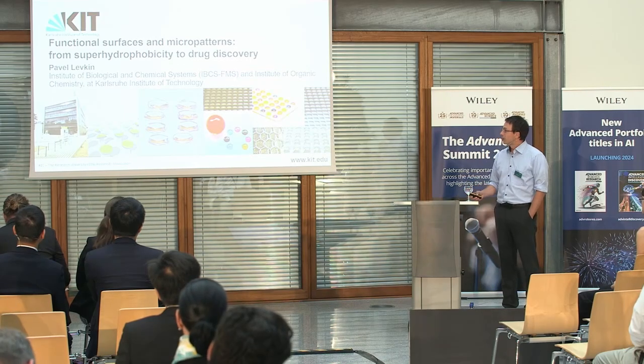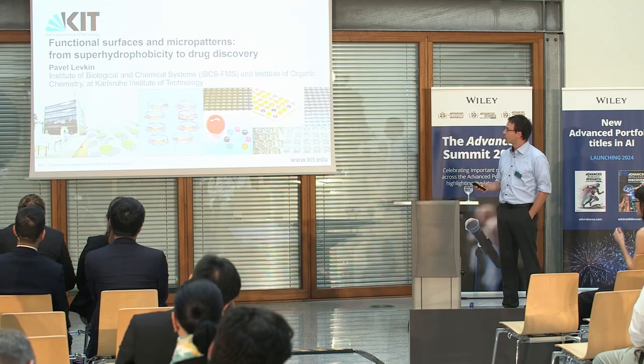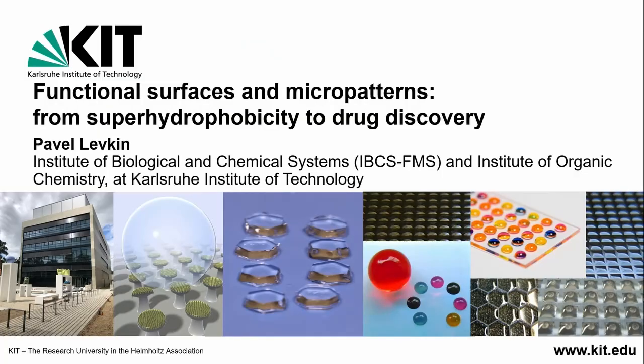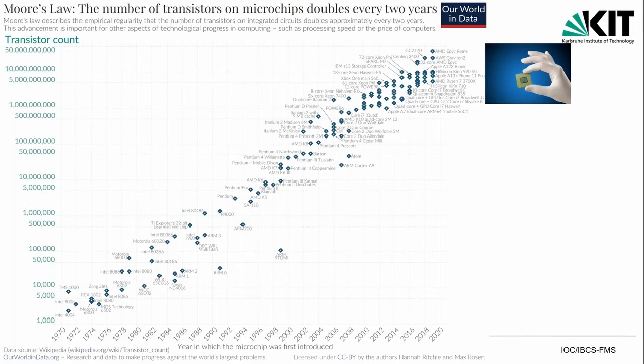Today I will talk about functional surfaces and micropatterns from superhydrophobicity to drug discovery, but I want to focus on the importance of functional surfaces and interfaces to accelerate drug discovery through miniaturization of biological and chemical experiments. The best way to show the importance of miniaturization is by showing this plot, the famous Moore's law, which shows that the number of transistors per microchip has been doubling every 2 years over the last 50 years.